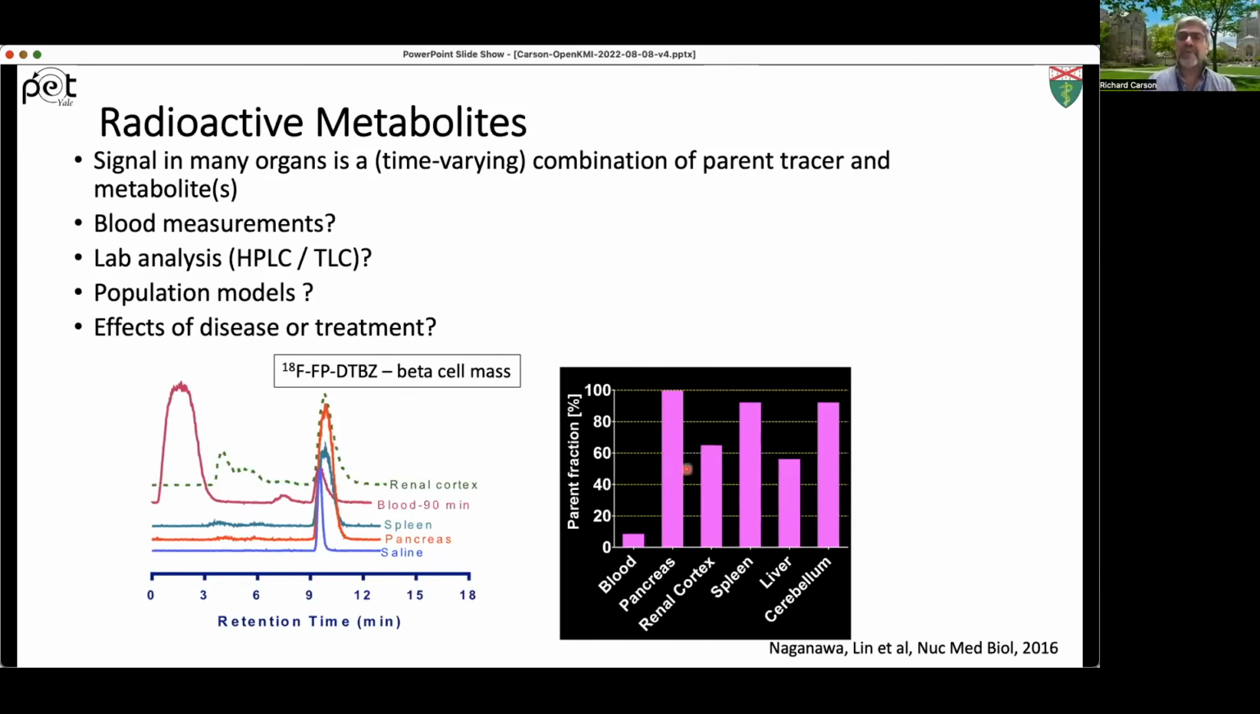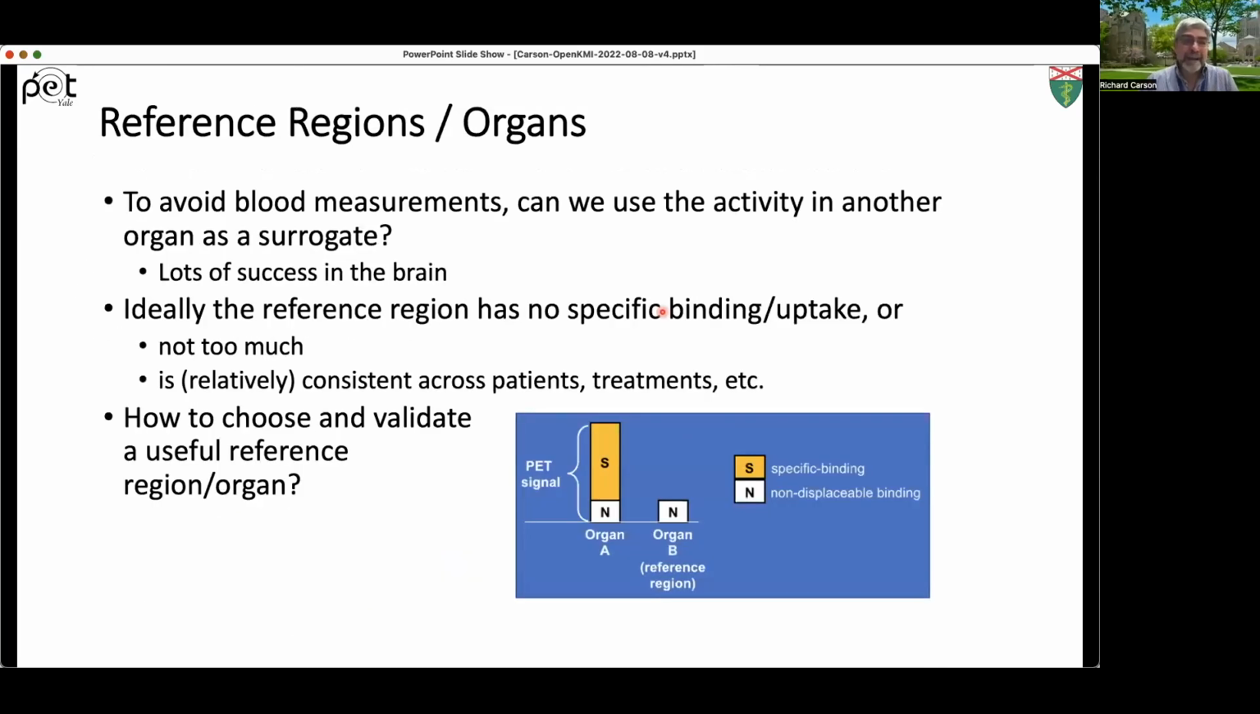And it also affects what reference region we could use, because in the reference region, with much lower activity, you do have noticeable amounts of metabolites. How do we correct for that? Do we need to? And in picking those things, it can be really challenging to pick a good reference region.